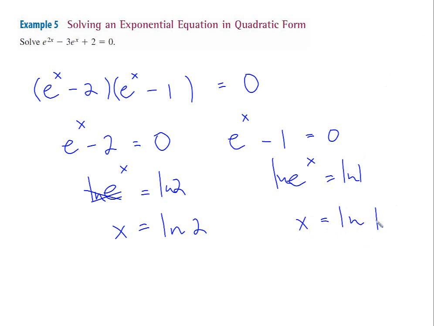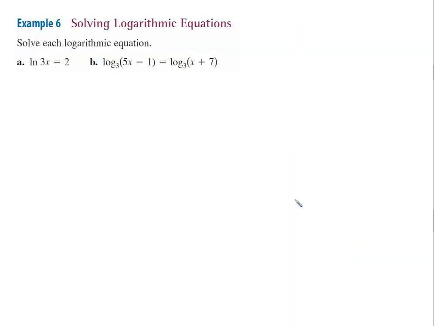Alright, when you get natural log 1 here, you want to be careful because you don't want to stop there, because e to what power is going to give you 1? Well, 0. So this actually really equals 0. Okay, so make sure you don't stop here and just give me natural log 1, because e to the 0 power is going to give you 1. So this right here actually equals 0.